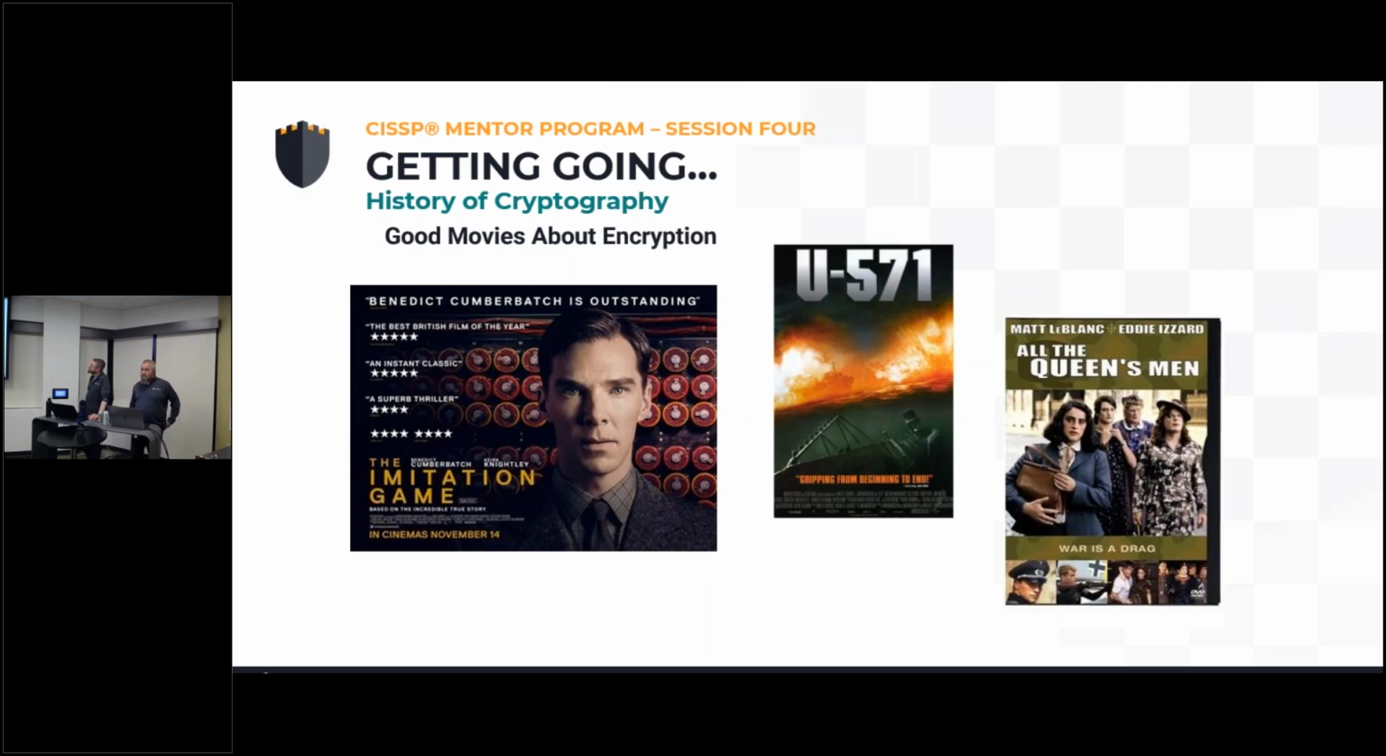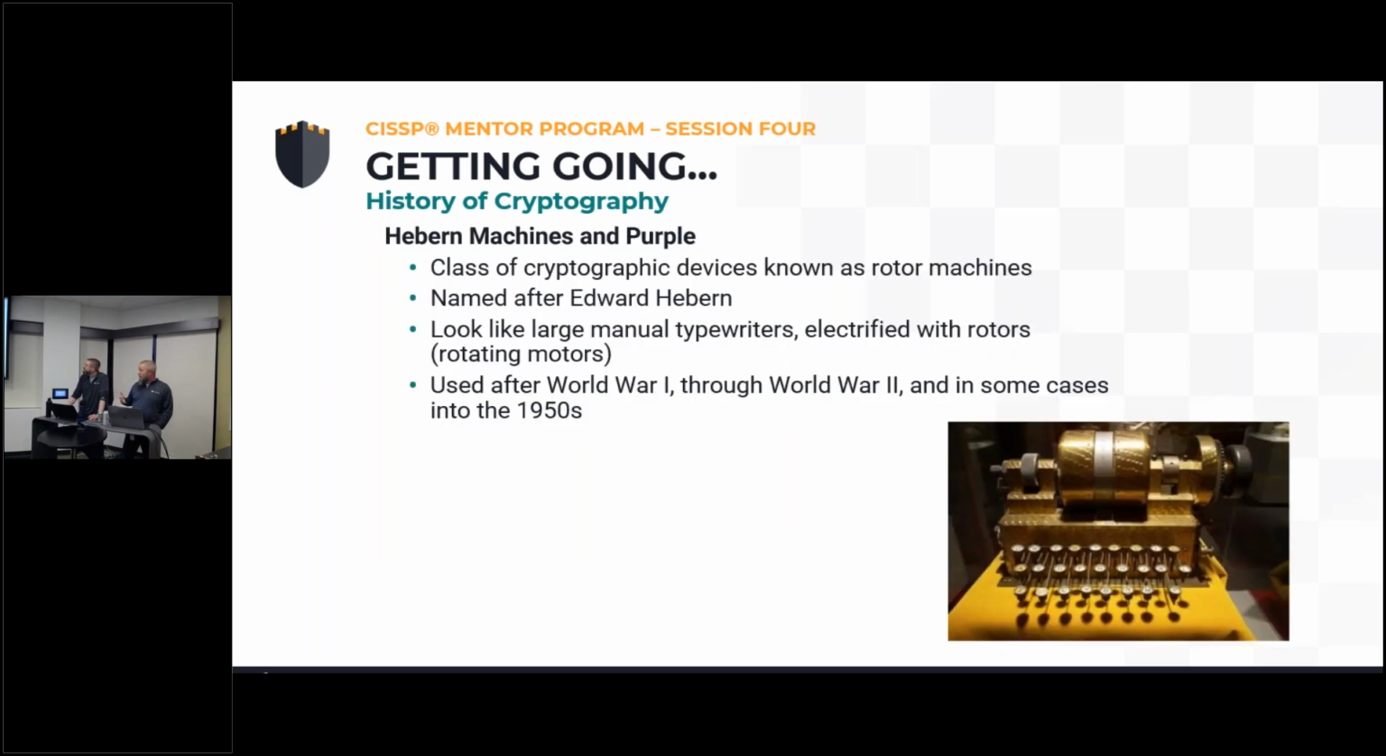These are good movies. You ever seen any of these? The Imitation Game, that's a sweet movie. It's about Alan Turing, who worked in Bletchley Park in World War II and played a huge role in helping with the Enigma machine. U-571, isn't that where they captured the Enigma machine? I think so. And The Queen's Men was about the role that women had played in cryptanalysis back then. All really good movies, and all pretty historically accurate, I think.